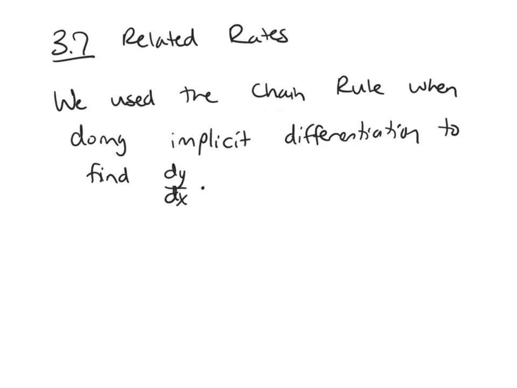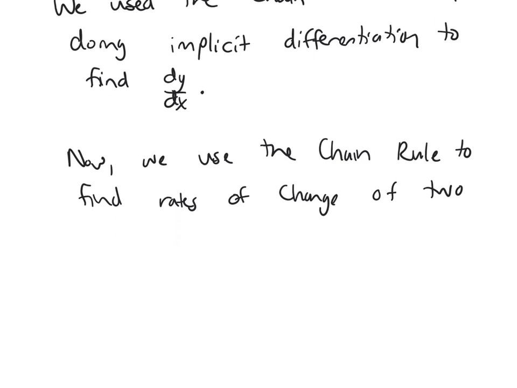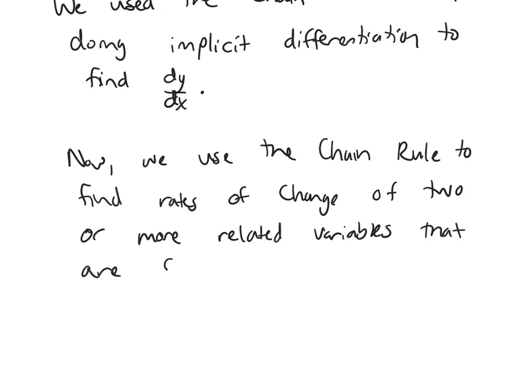So in this section, we're also going to use the chain rule. So now we use the chain rule to find rates of change of two or more variables, related variables, that are changing with respect to time.